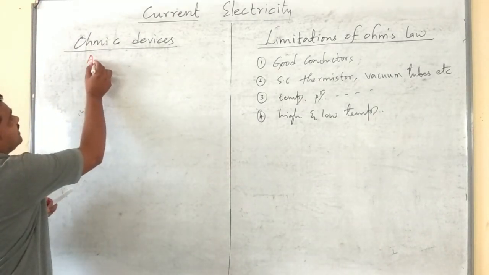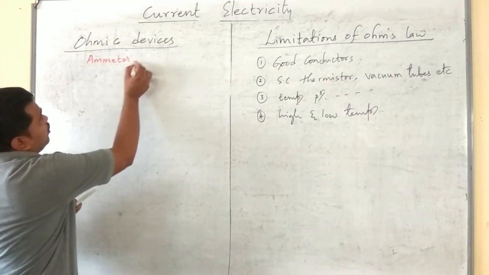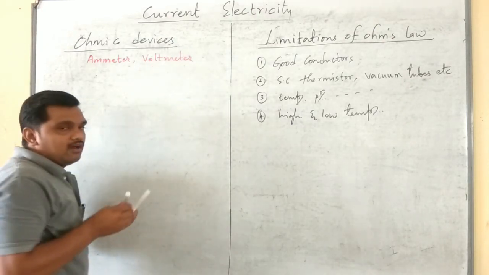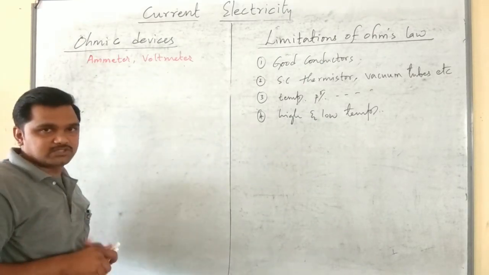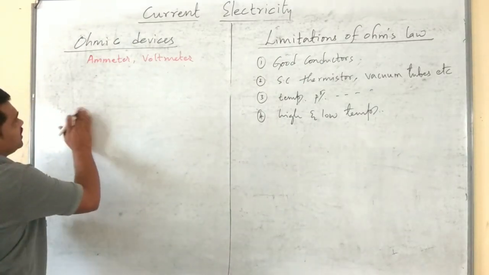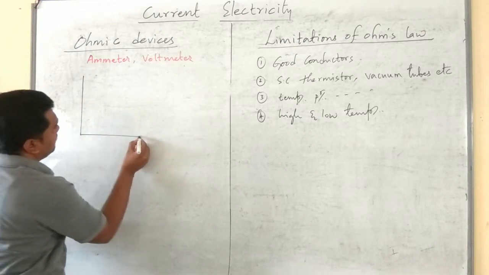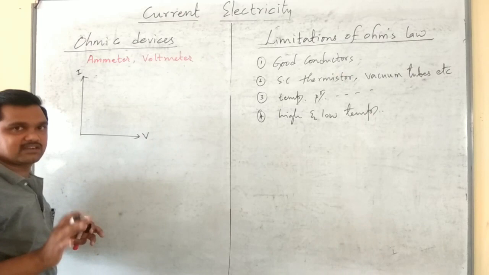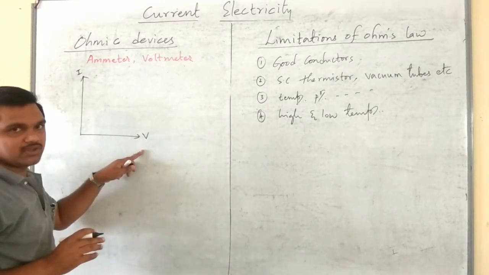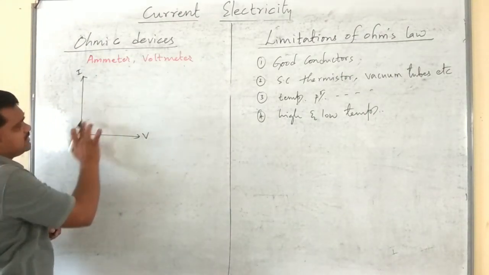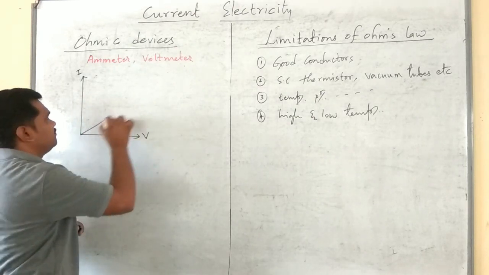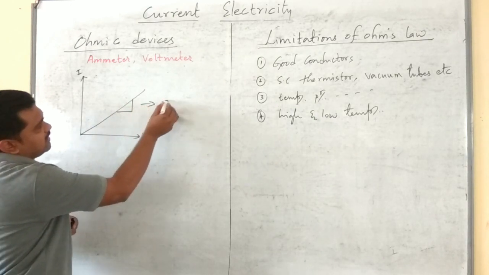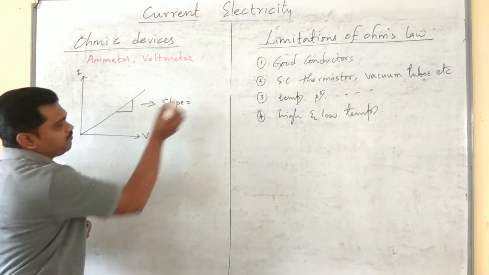Example: ammeter, voltmeter, etc. All good conductors obey Ohm's law. For them, if we plot a graph of I versus V, actually this is the correct graph. I depends on V. How does I vary with V means in this way. What is the slope of this type of graph gives?